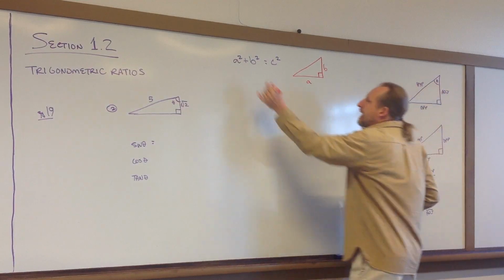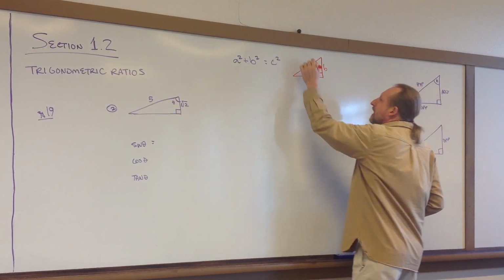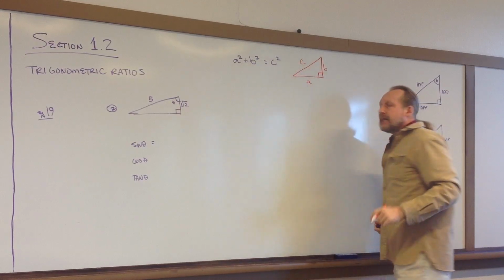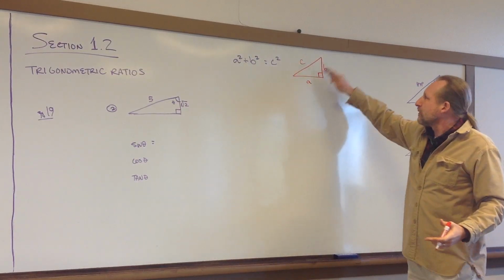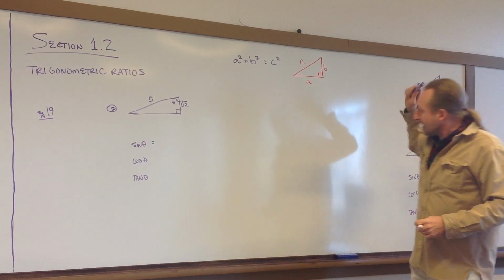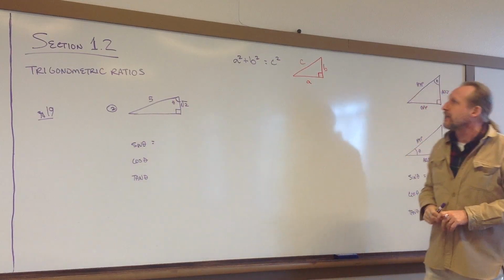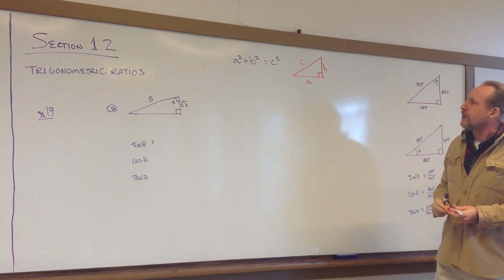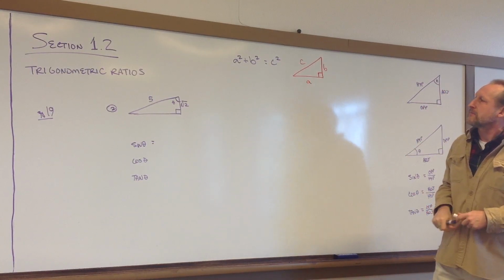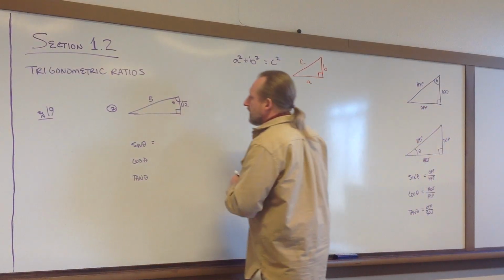Next, A and B have to be the legs of the right triangle, while C is the hypotenuse. It doesn't matter which one's A and which one's B, okay? But what is very important is that C is the longest side of the triangle, which is the side across from the 90-degree angle. Okay? So, given that information, we can start this out.